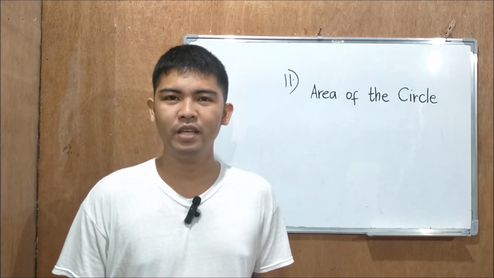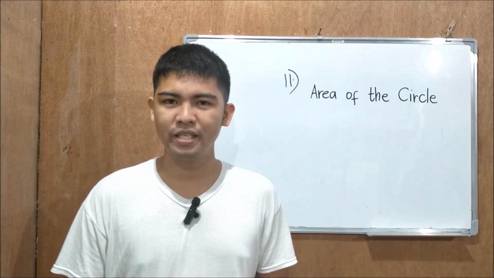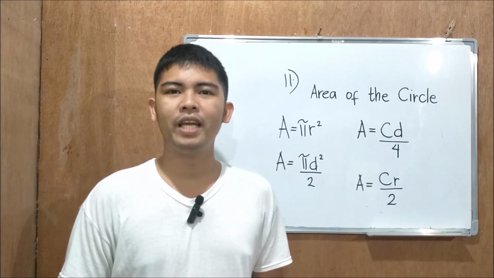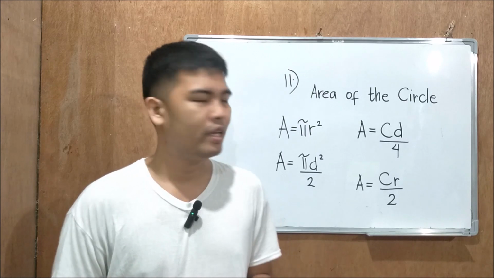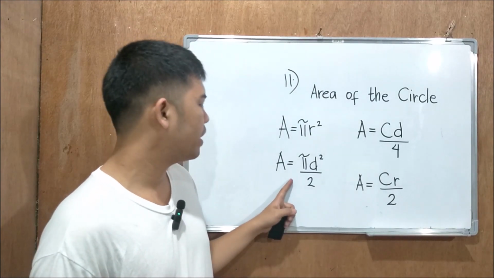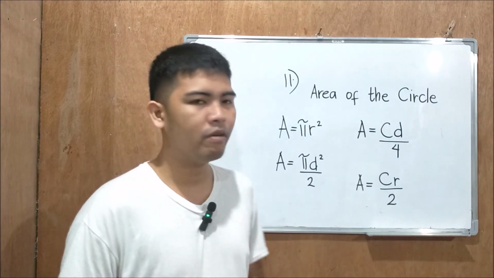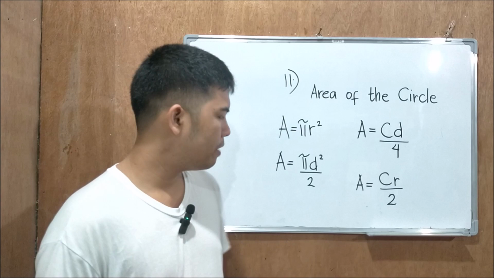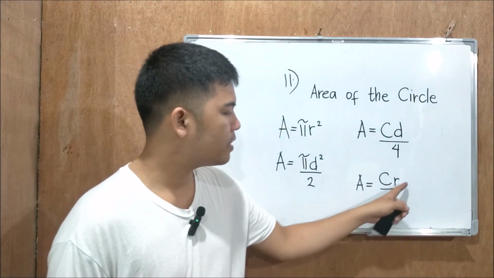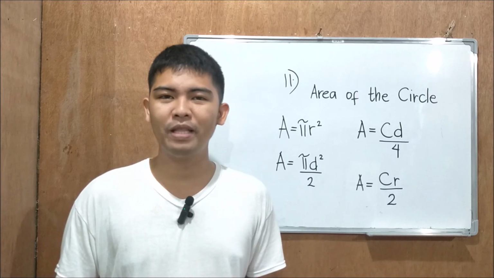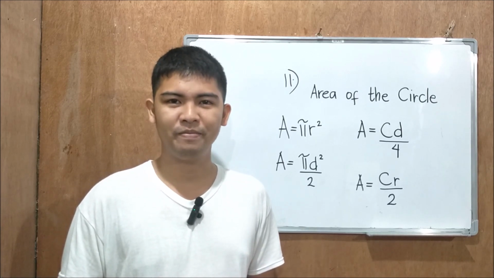Number 11. Unsay formula sa pagkuha sa area sa circle? Ang formula sa pagkuha sa area sa circle is pi r squared. Pero aside sa pi r squared, pwede sad gamiton ang pi d squared over 4, kana kung naa ang diameter. Pwede pod ang circumference times radius divided by 2. So bisan asa aning upat ang pwede nato gamiton sa pagkuha sa area sa circle.